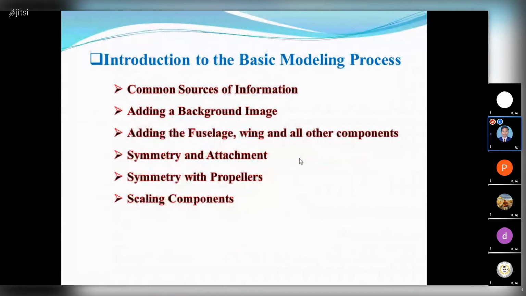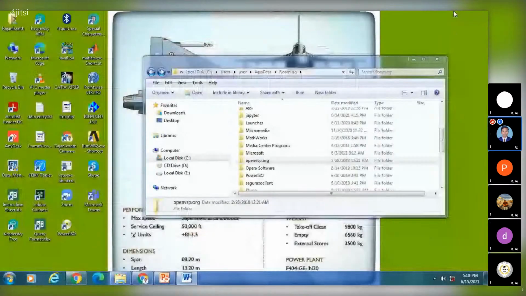Also common source of information, and adding background images. If you want to change your background image from white to some different color, that can be done; we also saw that. And adding the fuselage, wing, and all other components you need to design your model, which we can add with the help of the geometry browser window. Simultaneously I will open the OpenVSP software.